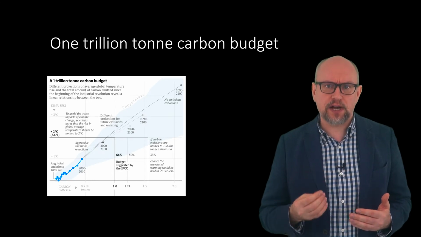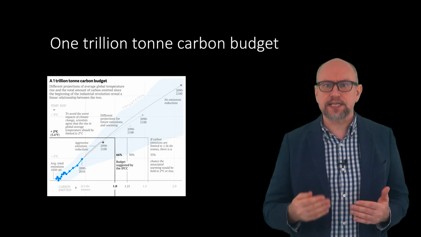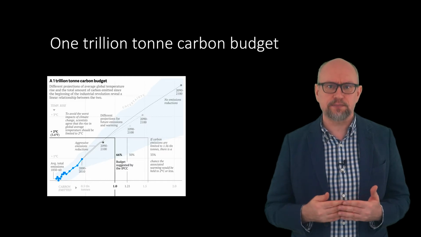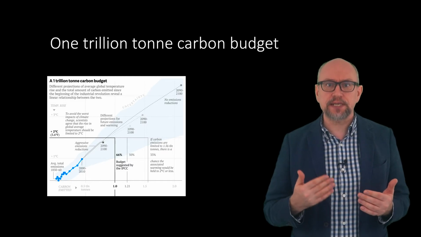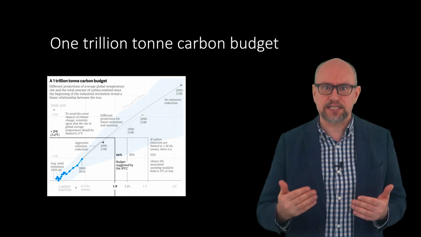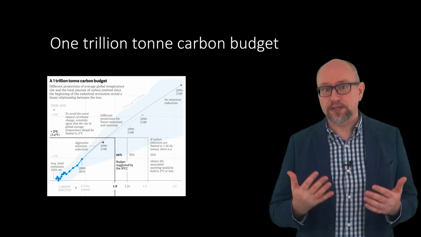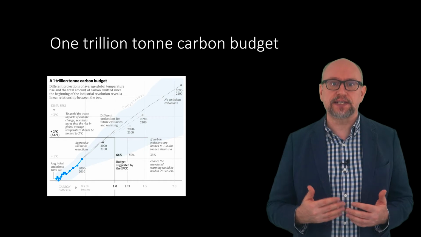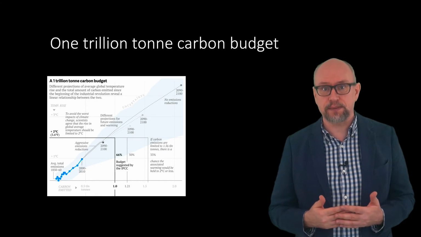1 trillion tonnes of carbon emitted would likely limit us to a 2 degrees Celsius rise in temperature. Such a limit has been argued would avoid the worst impacts of climate change. However, recent projections have suggested that a 1.5 degrees Celsius limit may be required.